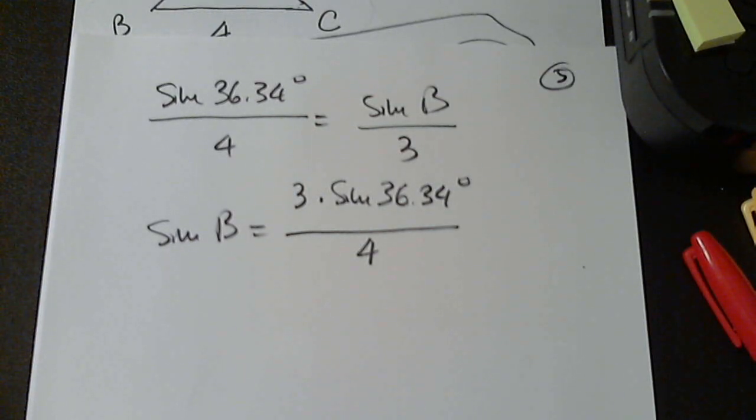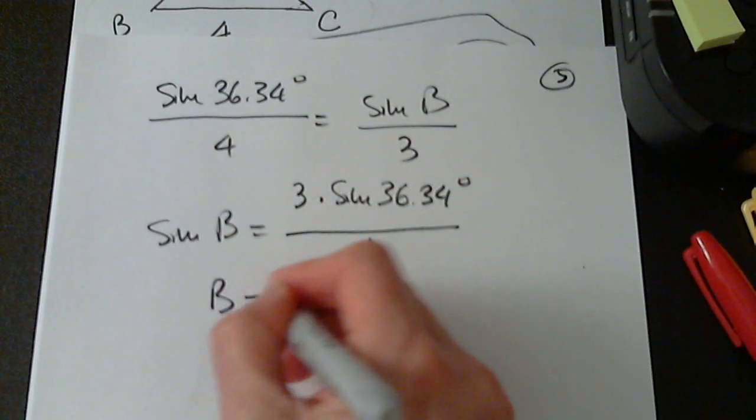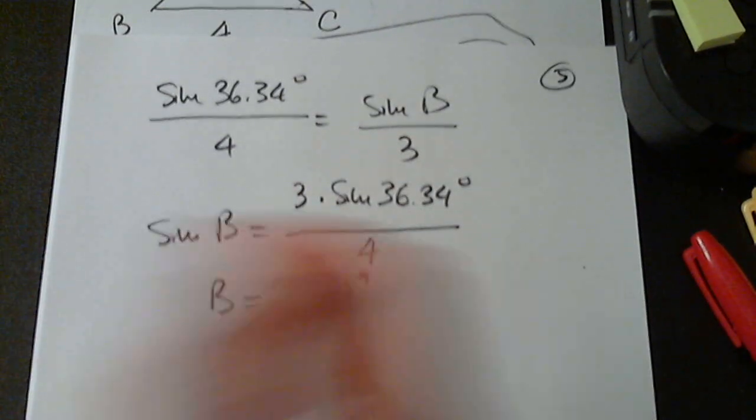So let's see what we get. Let me clear everything here. So 3 times sine 36.34. And I divide everything by 4. Good. So this is sine B. Right away, I want the inverse of this because I want to find the angle. 26.39. So B equals 26.39 degrees.